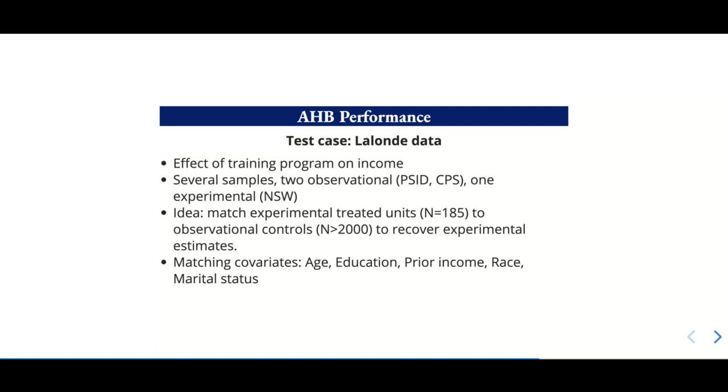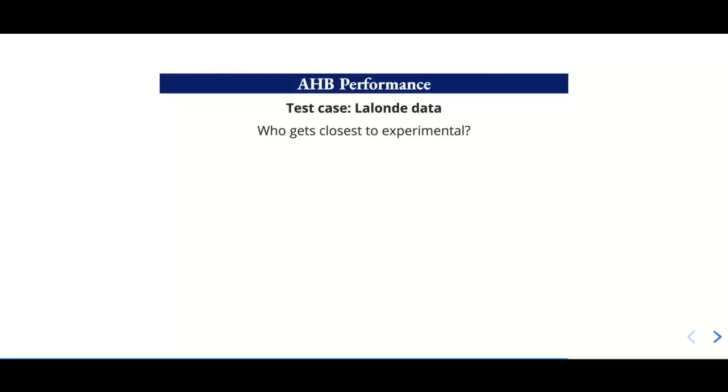We match on things like age, education, prior income, race, and marital status. The question that we want to answer in this data set is, what is the effect of a job training program on income after the training program? So does going into the training program actually lead you to better employment opportunities down the line? OK, let me show you what happens in practice. Again, remember, we have an experimental benchmark, and we want to get as close as possible to it with our estimate. We have two potential samples that we can choose our matches from, CPS and PSID.